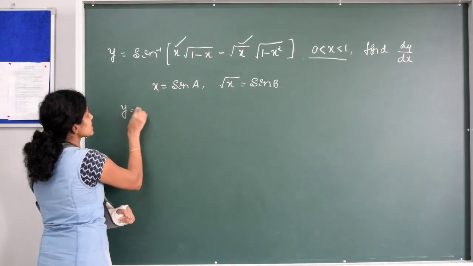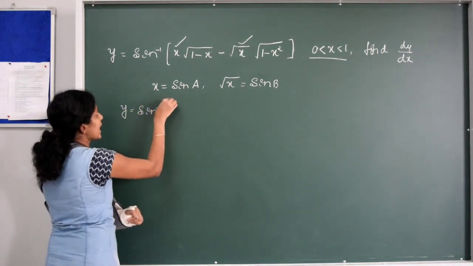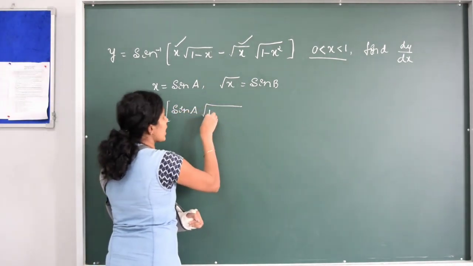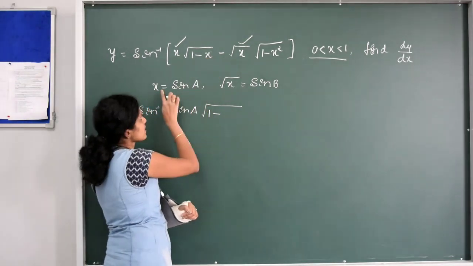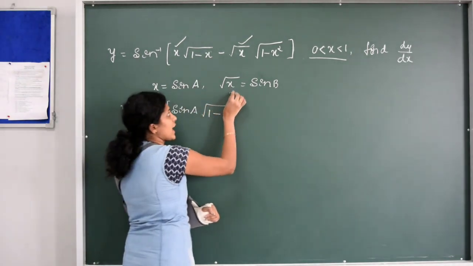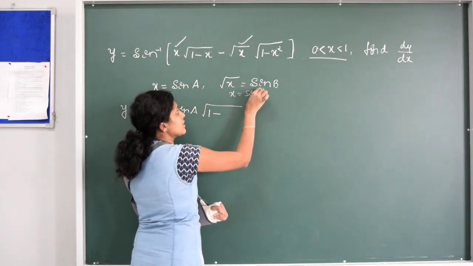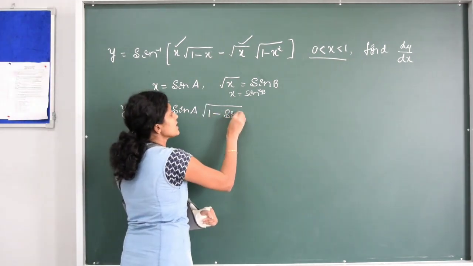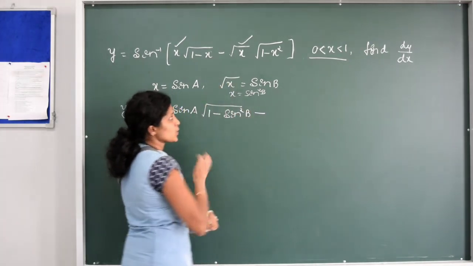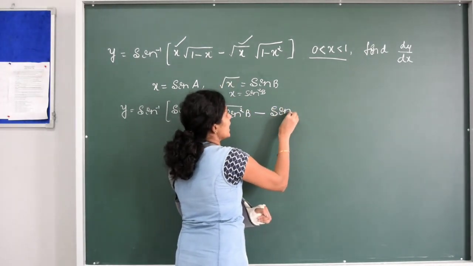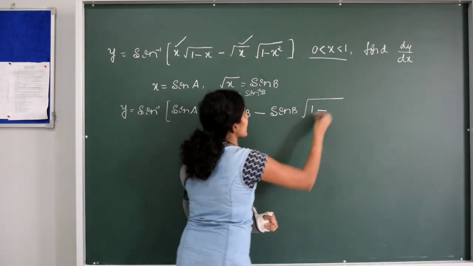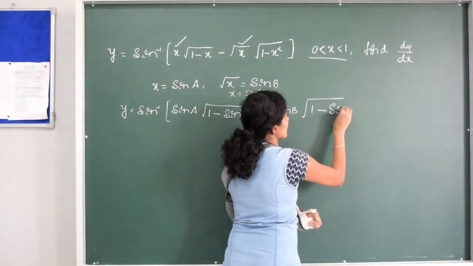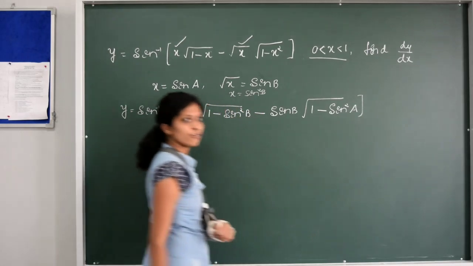So I can write y is equal to sin inverse of x, we are given the substitution as sin a, into root of 1 minus x square. Here, for the value of x, I can substitute x is equal to sin square b. So we will substitute x is equal to sin square b minus, what is root x? It is sin b, into root of 1 minus x square, and x square here we will substitute as sin square a. Is it clear? To get the formula we are doing this one. Root of 1 minus sin square a.